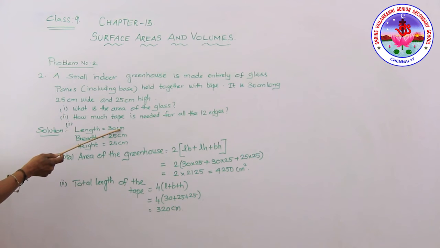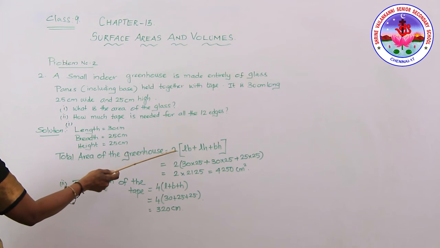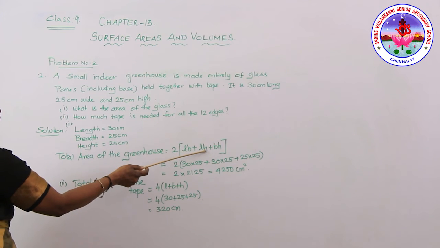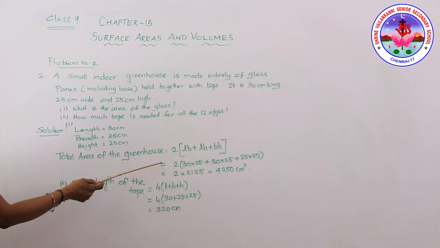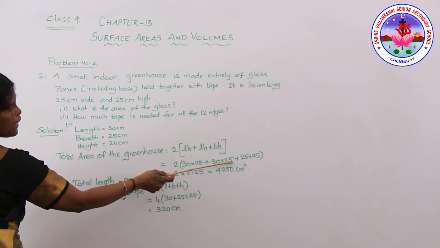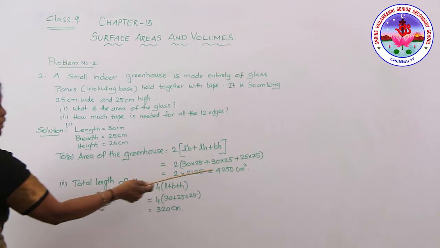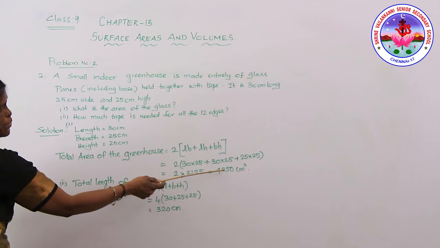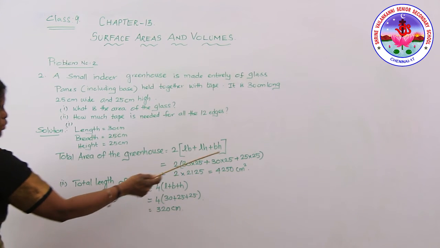So length 30 centimeter, breadth 25 centimeter, height 25 centimeter. So we need to find the total surface area of the cuboid, which is equal to 2 into LB plus LH plus BH, which is equal to 2 into 30 into 25 plus 30 into 25 plus 25 into 25. Simplifying, we get 4250 centimeter square.